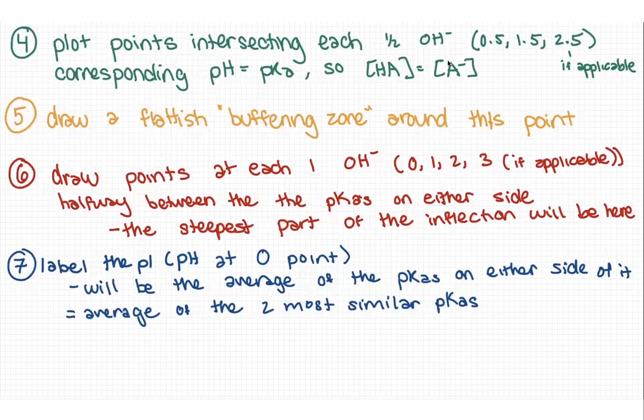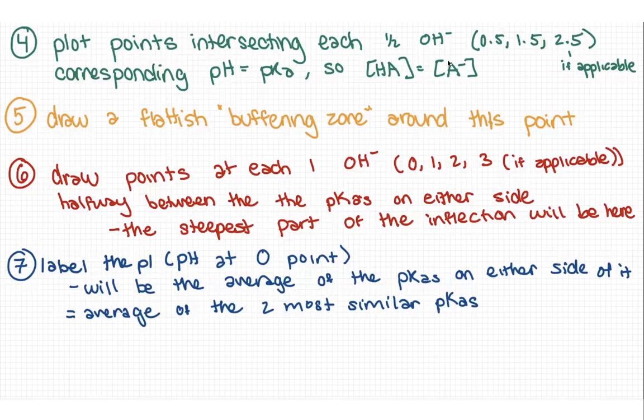Remember, the buffering zone is about plus or minus 1 pH unit. It's where you have enough of the acid to neutralize added base and enough of the base to neutralize added acid. Now what you're going to do is draw points at each whole OH minus equivalent, so 0, 1, 2, or 3, if applicable.